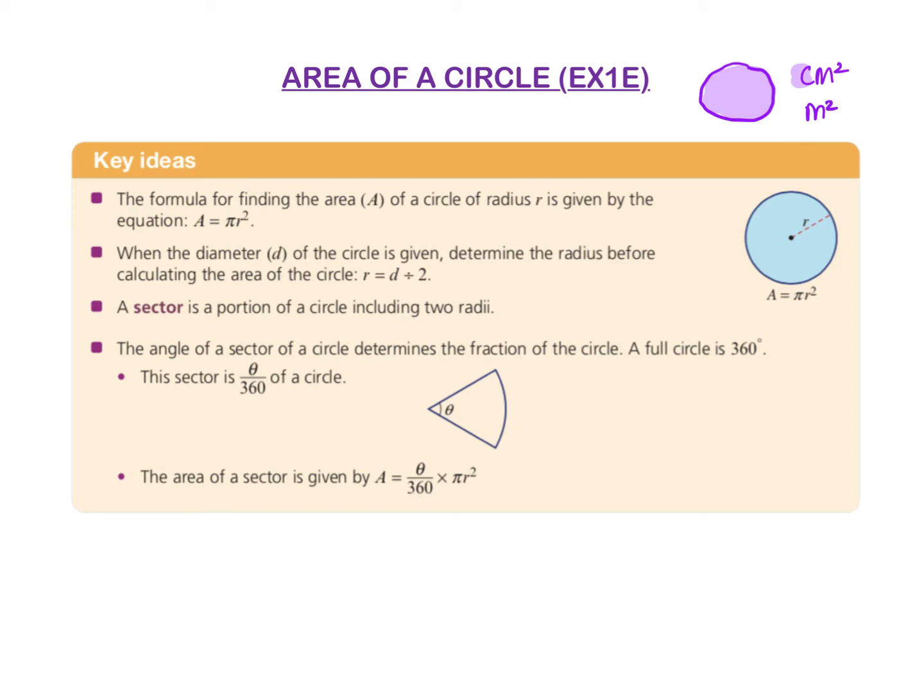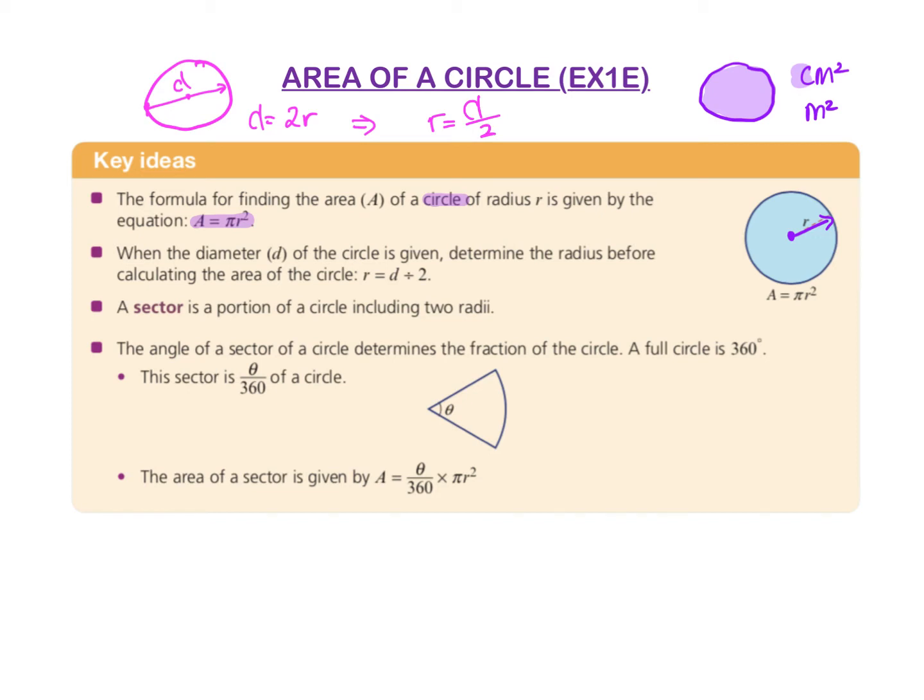Our formula for the area of a circle is pi times the radius squared. Be really careful that you know the radius is from the centre of the circle out to the edge. If they give you a line from one side through the middle to the other, that's the diameter, and the diameter is 2 times the radius. So if you're trying to find the radius because you've been given the diameter, it'll be the diameter divided by 2.